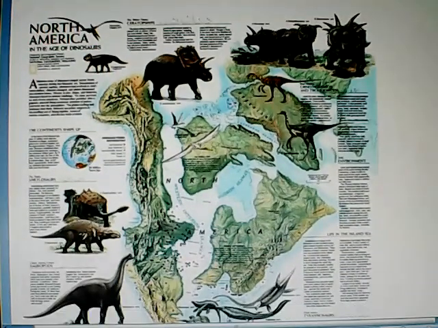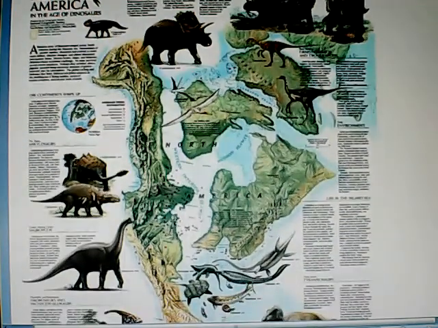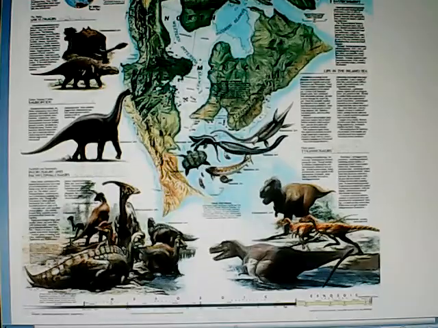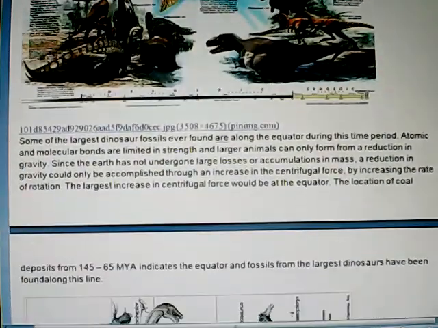and the megafauna that were alive in the shape of North America during the time period. All the dots are indicating fossil finds. Okay, some of the largest dinosaur fossils ever found are along the equator during this time period.